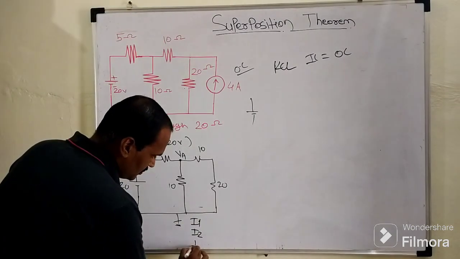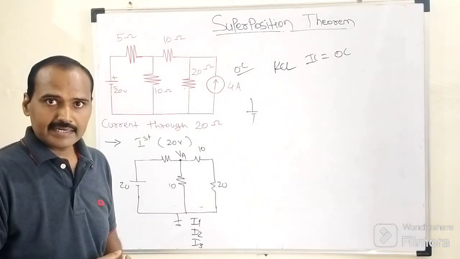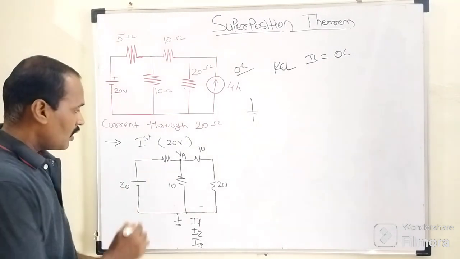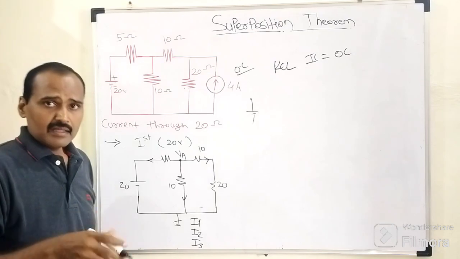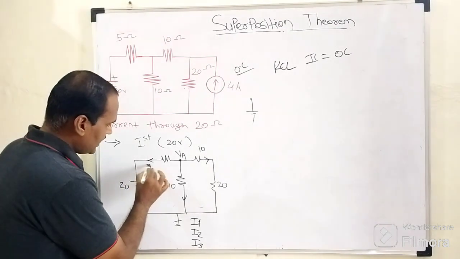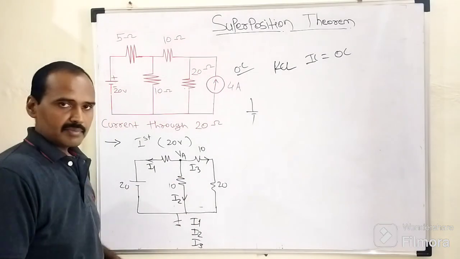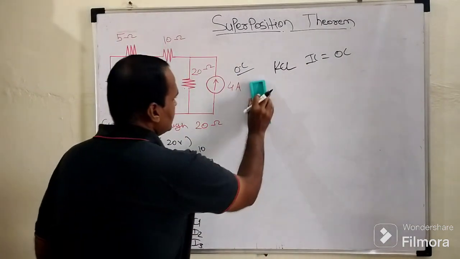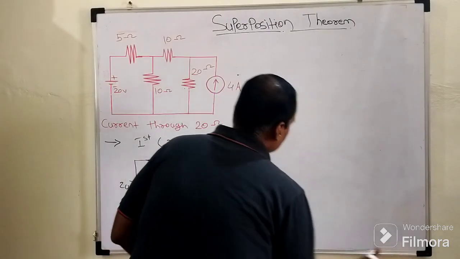While considering their current direction, we need to consider whether these currents are outgoing from this node or incoming to that node. So most of the time, these branch currents are considered as outgoing currents. So this will be the first branch current I1, this will be the second branch current I2, and this will be the third branch current I3. Then after that, according to Kirchhoff current law, one by one we need to define I1, I2 and I3.